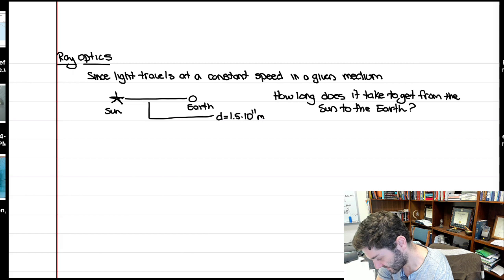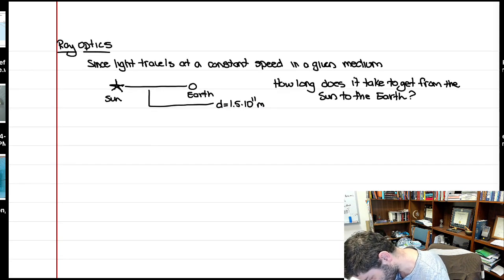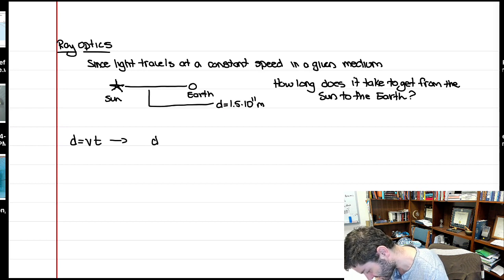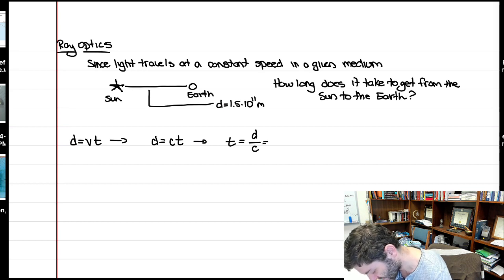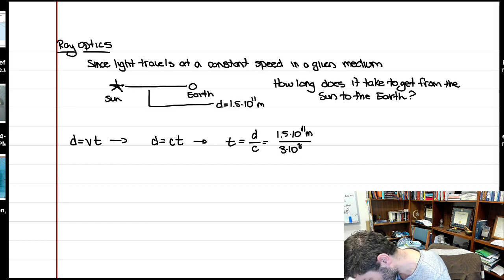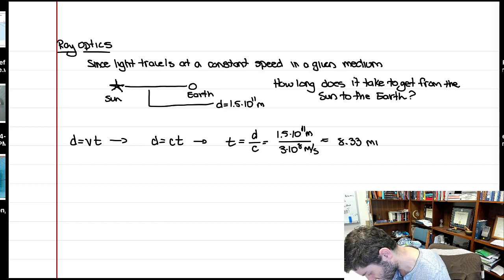Well, if light is traveling at a constant velocity, this is pretty simple. Because then the distance traveled, which is equal to velocity times time, just becomes the distance traveled is equal to the speed of light times time. Or the time it takes is the distance divided by the speed of light. Since we're in space, we treat that as a vacuum. 1.5 times 10 to the 11 meters divided by 3 times 10 to the 8 meters per second. And it turns out to be, once you convert to minutes, about 8.33 minutes.